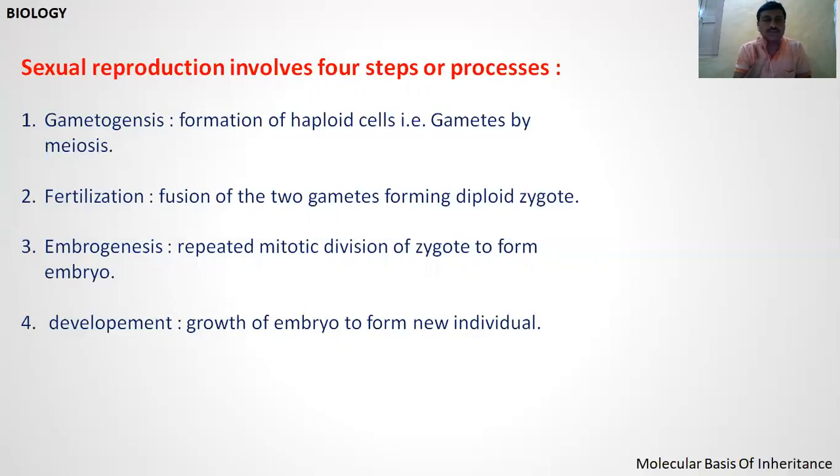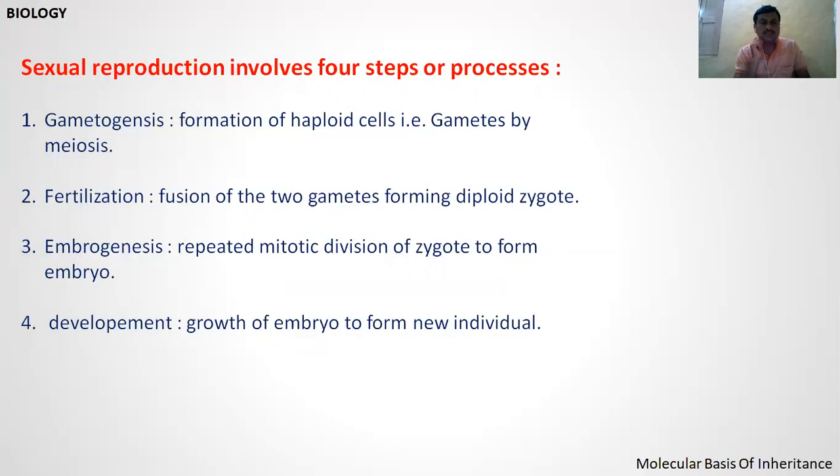Embryogenesis is the repeated mitotic divisions of the zygote to form the embryo. It is also commonly known as the formation of the embryo. This process is called embryogenesis because the diploid zygote repeatedly divides by mitosis to produce the embryo. This embryo is also known as the first cell of the new offspring. This is the third step, embryogenesis.